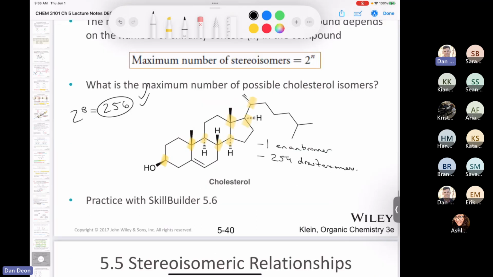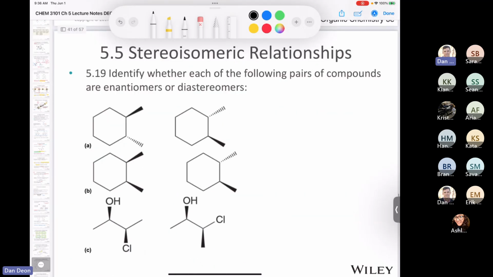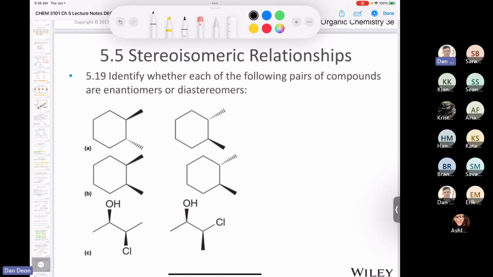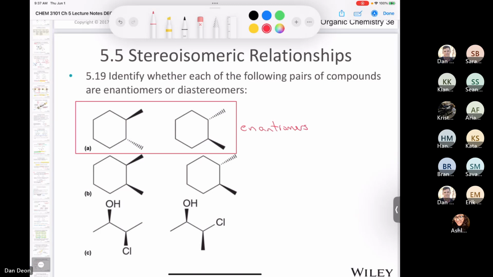So with that in mind, let's take a look at a practice problem. Let's take a look at 5.19. We'll start with question A, and we'll get Eric to answer this for everybody. Eric, what's the relationship between these two, or anybody? Thanks, Eric. They're enantiomers. How did you know that, Eric? Give me your rationale.